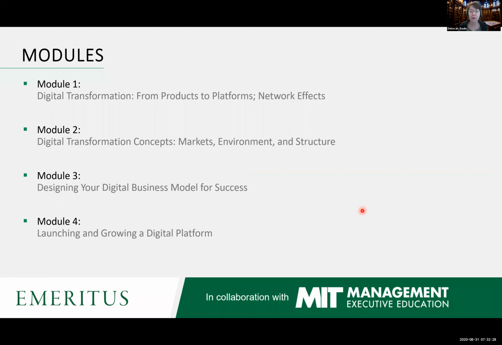Module 4 focuses on launching and growing the digital platform. We talk about a number of strategies that have been proven successful in growing platform businesses specifically.